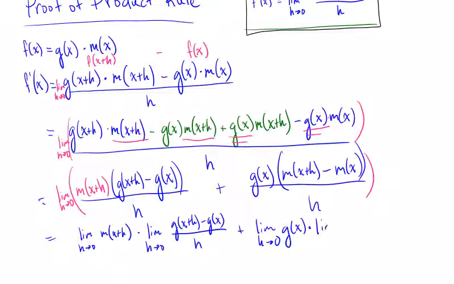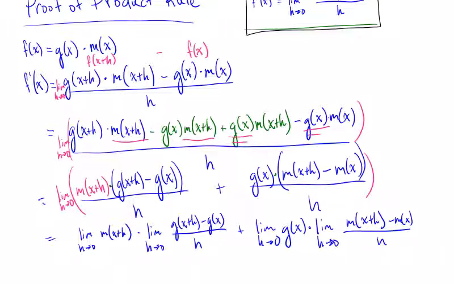Plus the limit as h approaches 0 of g of x times the limit as h approaches 0 of m of x plus h minus m of x all over h. Okay? All right, so basically I just split these up, right? I split this up and made it a product of this times this, right? And the same thing with this.